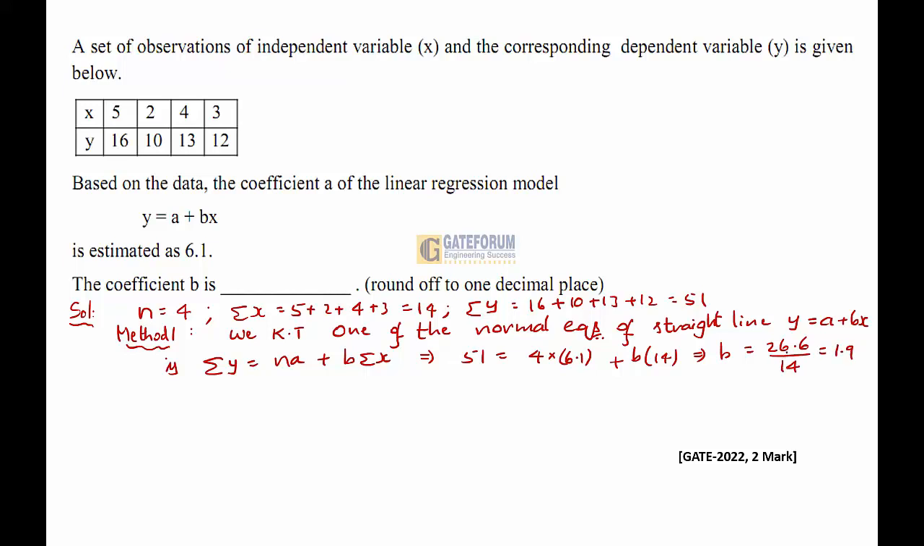14 ones are 14, 12 is the remainder. So 12.6, put decimal point, 14 nines are 126. Okay. So b value is 1.9. Method 2. It is a long method.